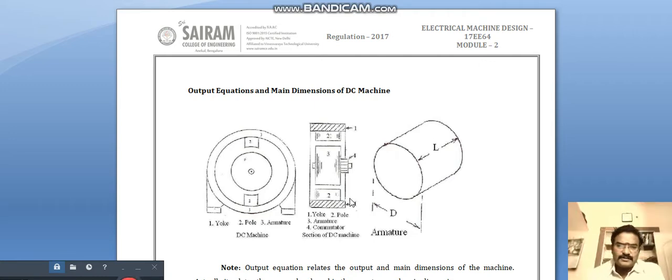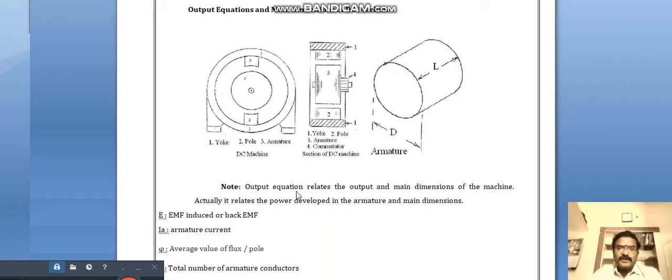Hi to all. In this video, we are going to see about the output equation and main dimensions of DC machines. Before going to the output equation, what are the main dimensions we should know for each machine? It may be either a DC machine, synchronous machine or induction machine. The diameter of the armature and the length of the armature are called the main dimensions of a machine.